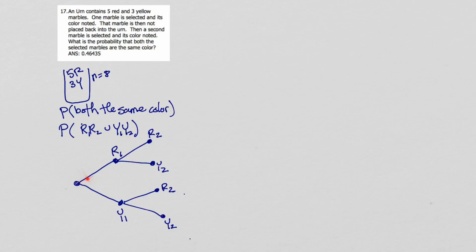So right here, what's the probability of getting a red on the first? So go back up here. We've got 5 reds in a box of 8. So this probability is going to be 5/8. And then the probability down here of a yellow on the first, there's 3 yellows out of 8. So this is going to be 3 out of 8.